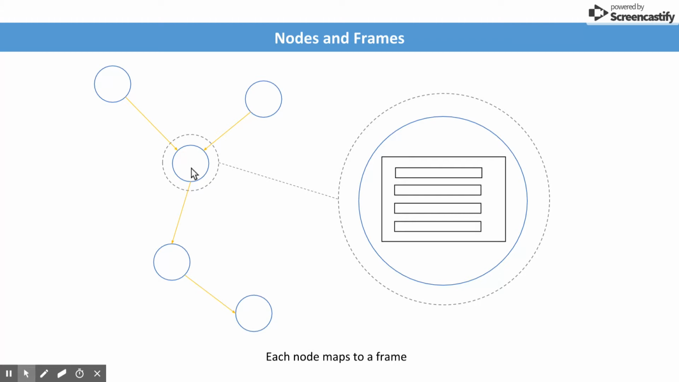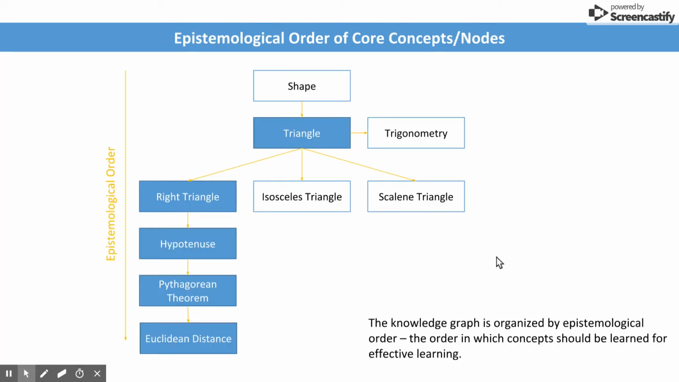So each node or concept maps to a frame which contains useful information for the application about that concept and its context in the knowledge graph. So it can contain information about the problems that apply to the concept, the resources that can help you learn about it, and the current user's level of mastery, plus other metadata that we need for the application.